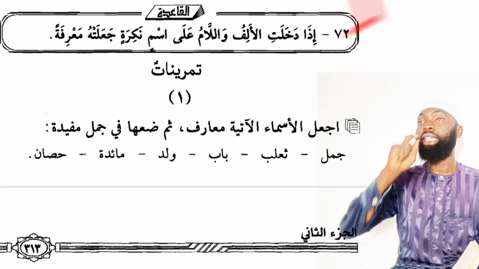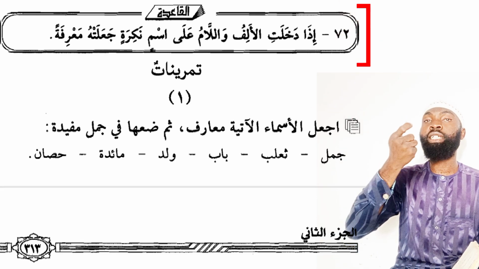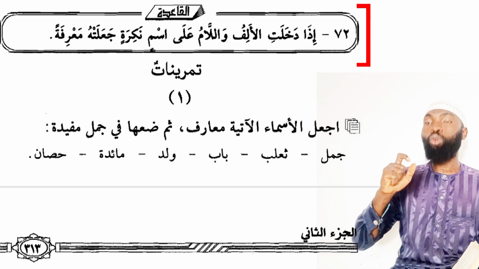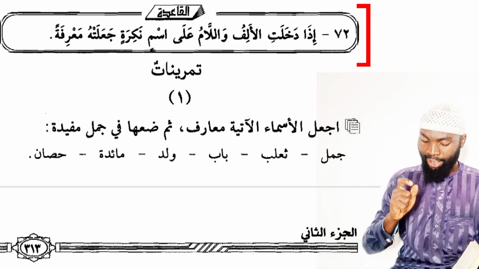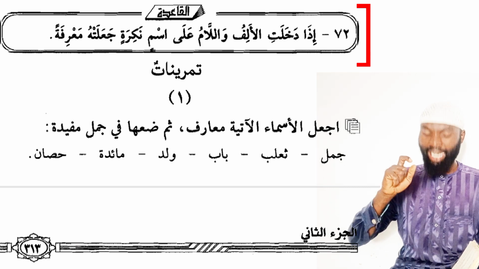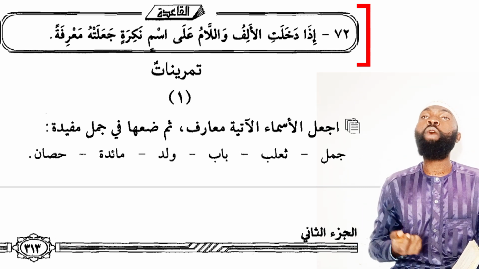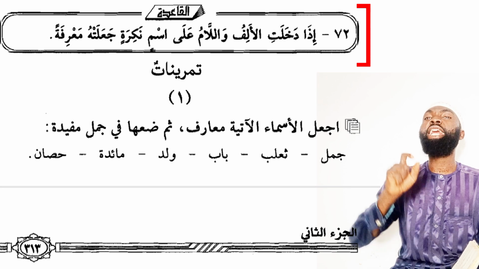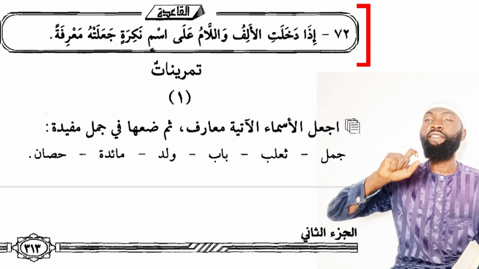Here we have al-qaida, the rule, which will help us to understand this better and simplify the topic for us. Al-qaida, the rule says, idha dakhalat al-alif wal-lam ala ismin nakira. He says, when alif and lam are introduced into an indefinite noun.